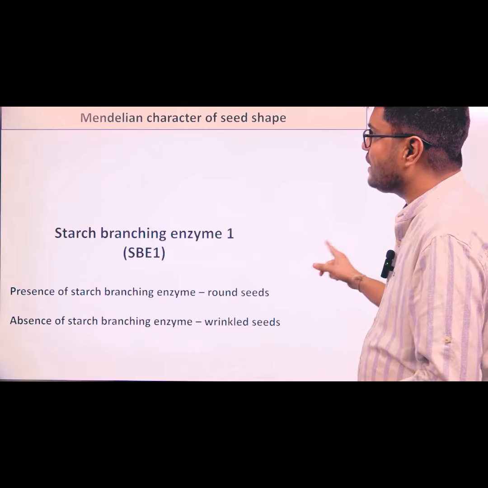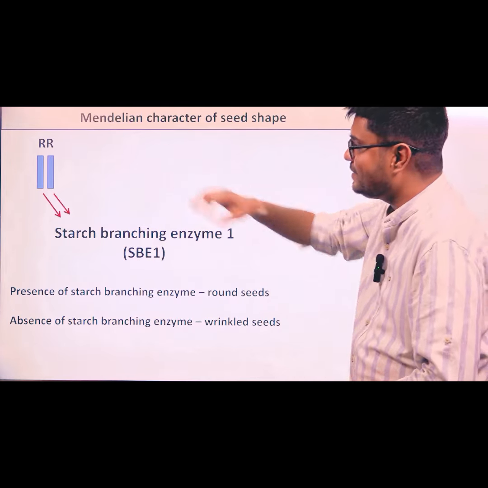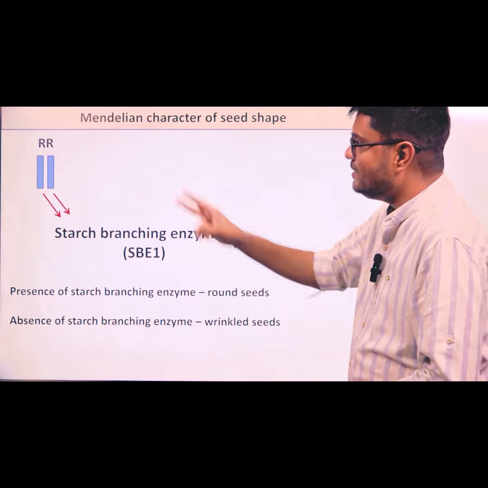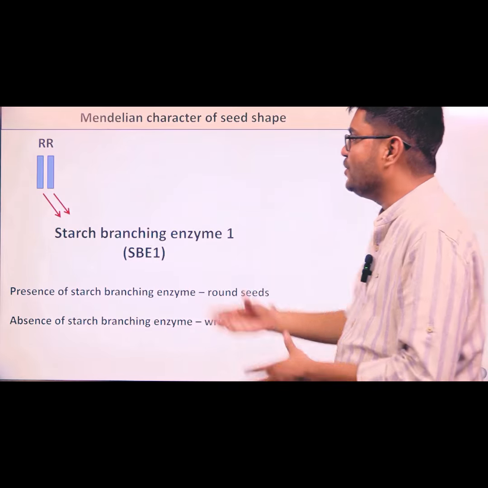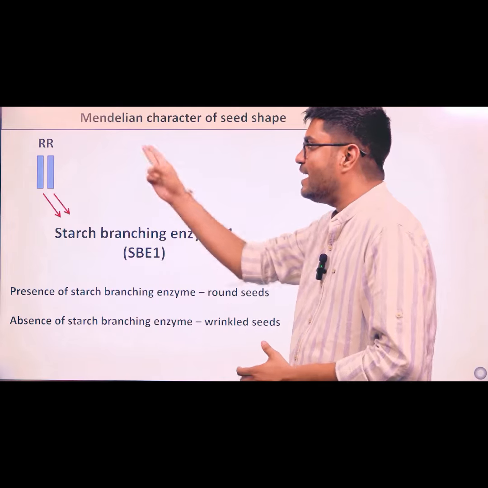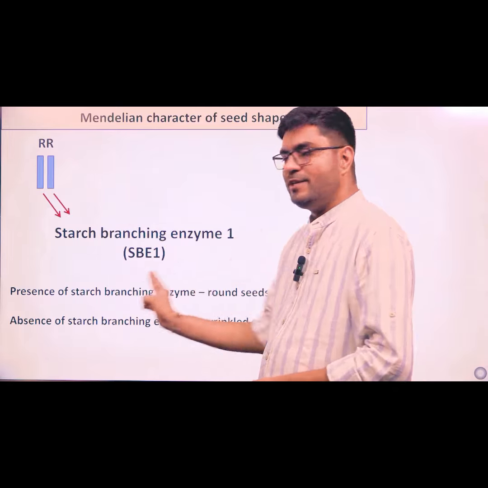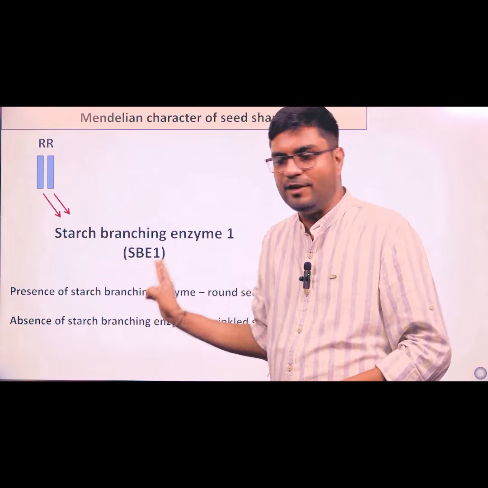So if I look at capital R, I will say this is a pea plant which is having two alleles, two copies of the DNA, which is coding for the enzyme SBE1, starch branching enzyme 1. They are identical and both of them are making the functional enzyme, functional protein.